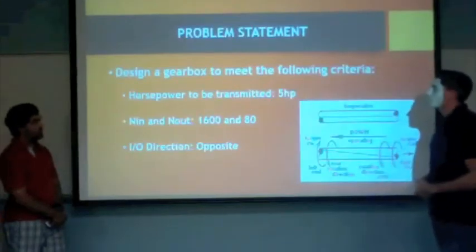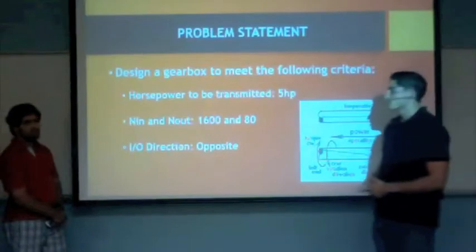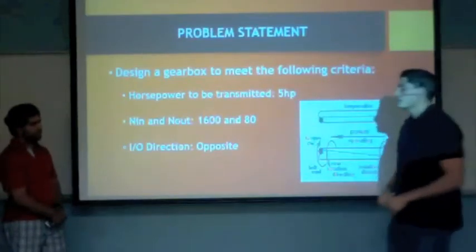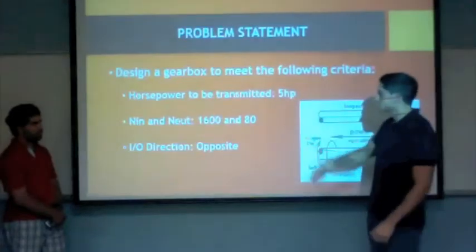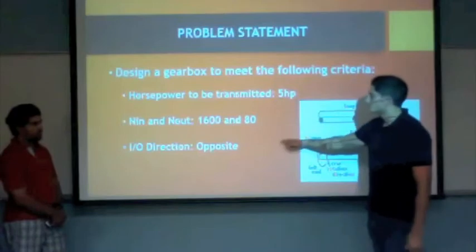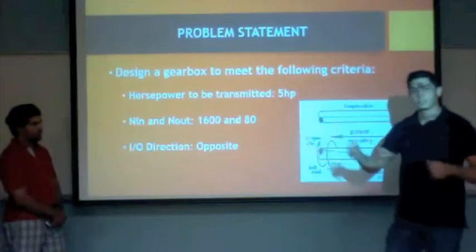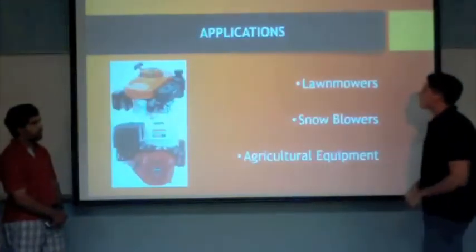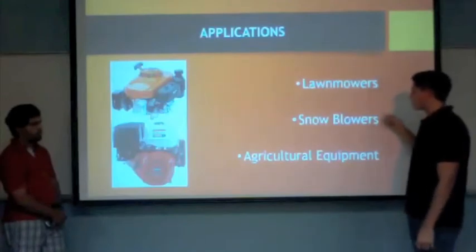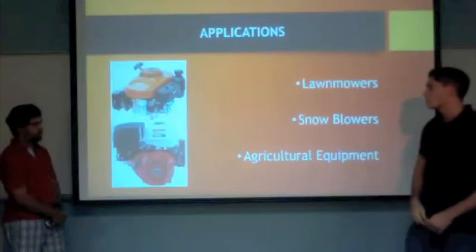So our problem statement is to design a gearbox to meet the following criteria. The horsepower to be transmitted is 5 horsepower. The input and output speeds are 1600 RPM and 80 RPM, and the input and output directions are to be opposite. Some applications are small lawnmowers, snow blowers, as well as some agriculture equipment.